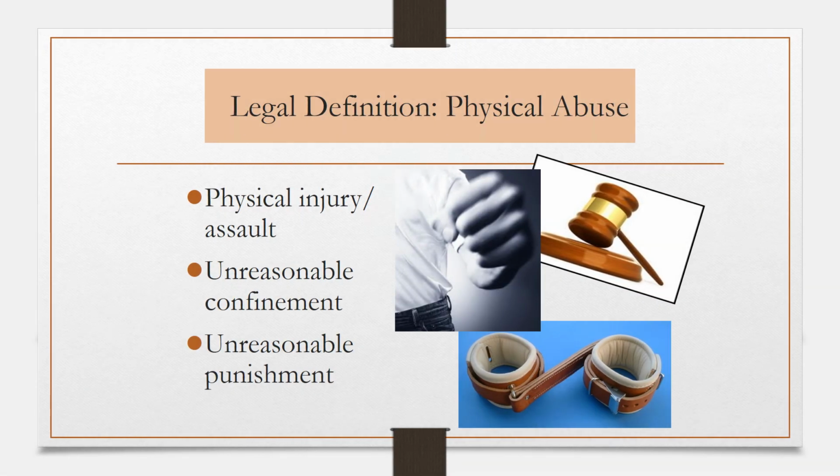Physical abuse involves the willful or negligent acts or omissions of a caretaker that result in one or more of the following: physical injury to a dependent adult, injury to a dependent adult which is at variance with the history given, assault of a dependent adult, unreasonable confinement of a dependent adult, or unreasonable punishment of a dependent adult.